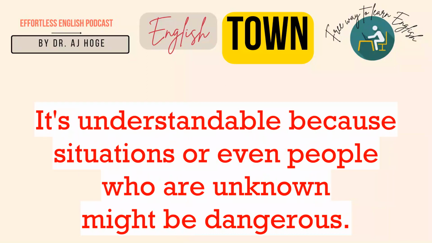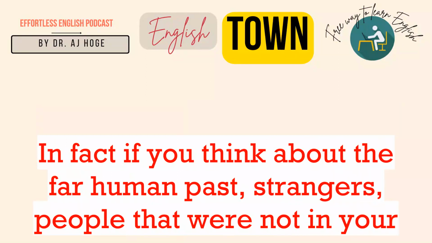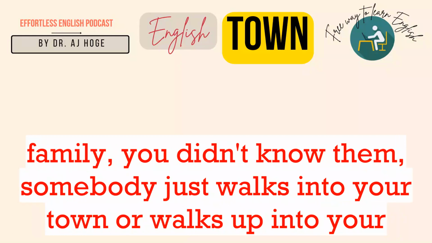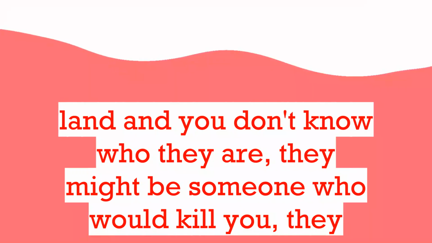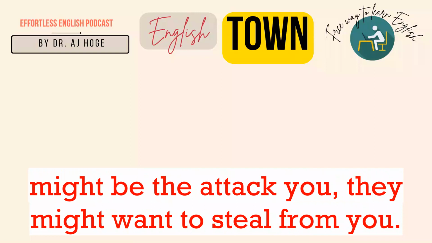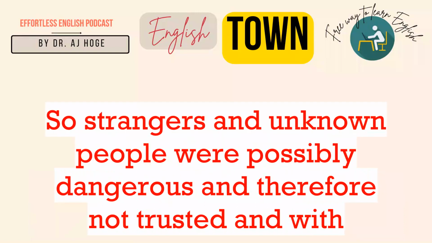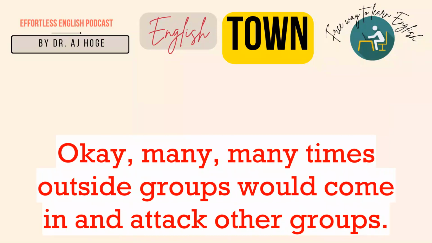It's understandable, because situations or even people who are unknown might be dangerous. In fact, if you think about the far human past, strangers, people that were not in your family, you didn't know them, somebody just walks into your town or walks up into your land and you don't know who they are, they might be someone who would kill you, they might attack you, they might want to steal from you. So strangers and unknown people were possibly dangerous and therefore not trusted. And with good reason, okay?